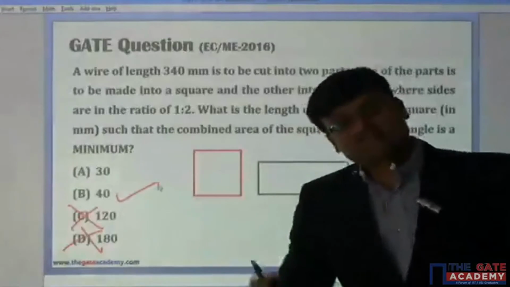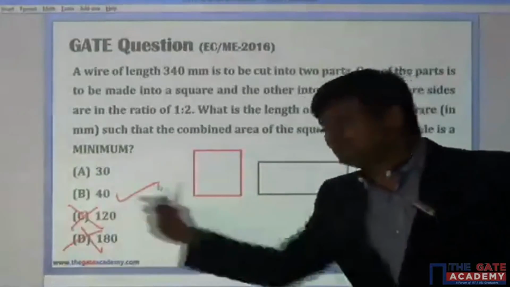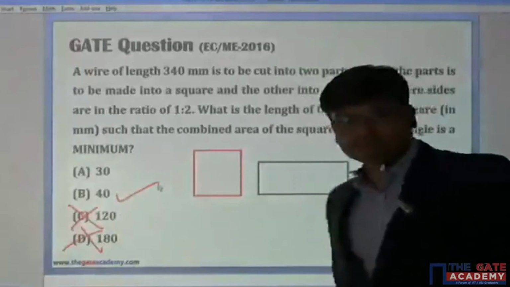So what we have done, we have reduced the calculation time by eliminating the options. Okay, thank you.